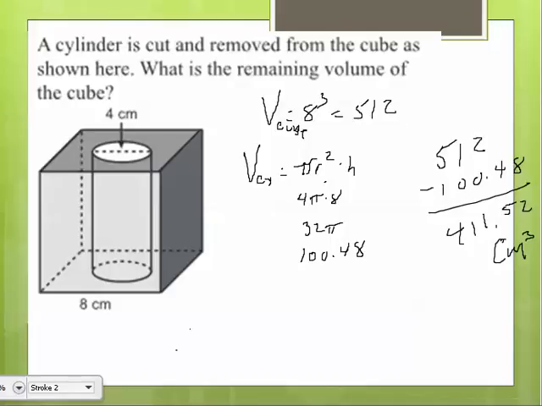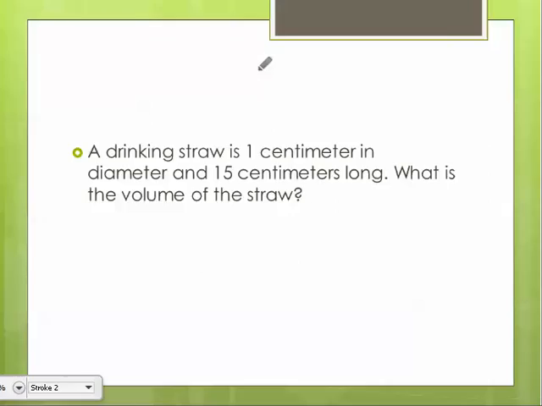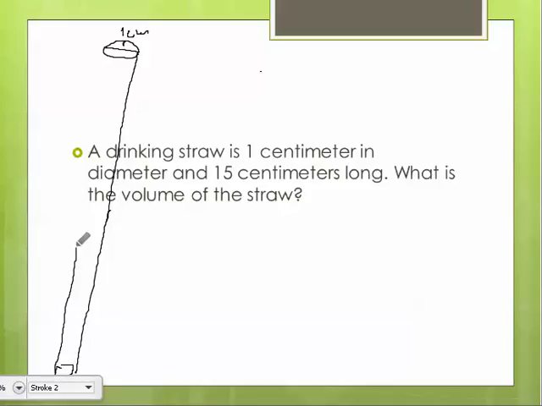Okay? So let's remember. Oh, wait a second. There's one more here. Sorry. Drinking straw, 1 centimeter in diameter. That's here. That's 1 centimeter. Okay? 15 centimeters long. Really long centimeters here. Another circle down here. It's a really long cylinder, isn't it?